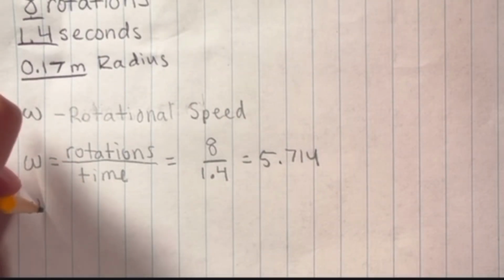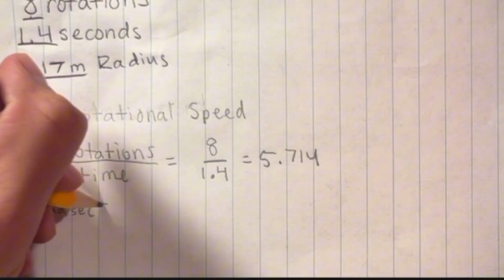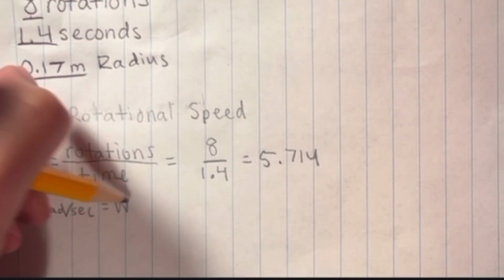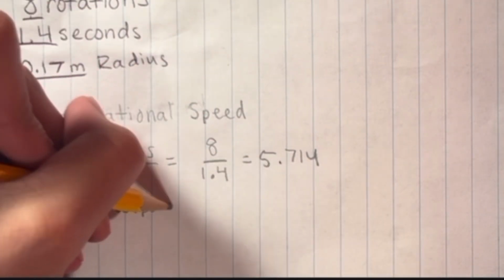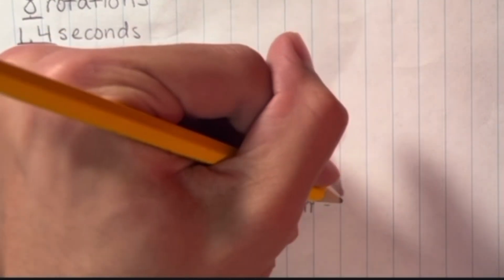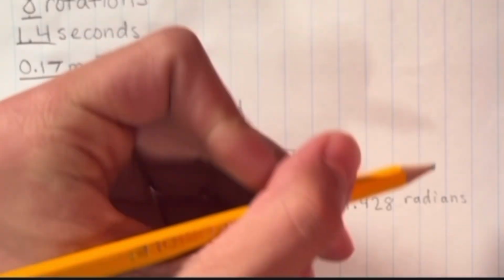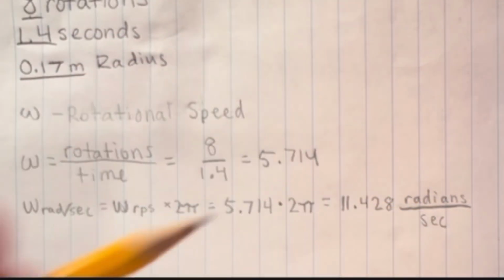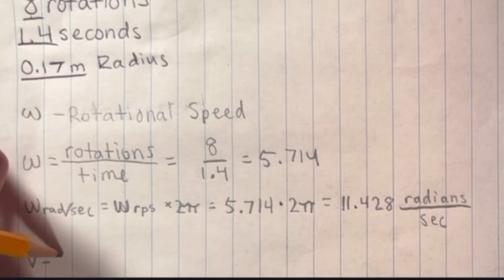Now to solve for the amount of radians the ball rotates per second, we take our rotations per second and multiply it by 2 pi. When we multiply these two numbers, we get an answer of 11.428 radians per second, which is the speed the ball rotates in radians. Now the last step is to find the velocity in meters per second.